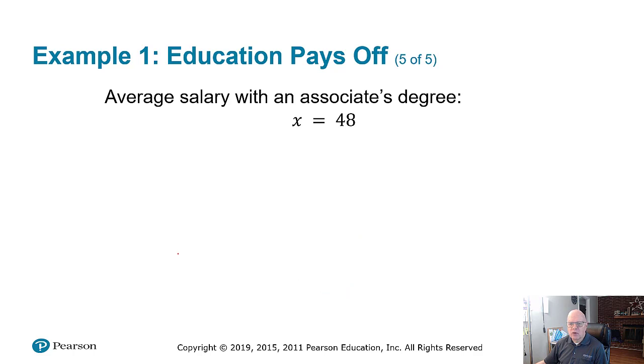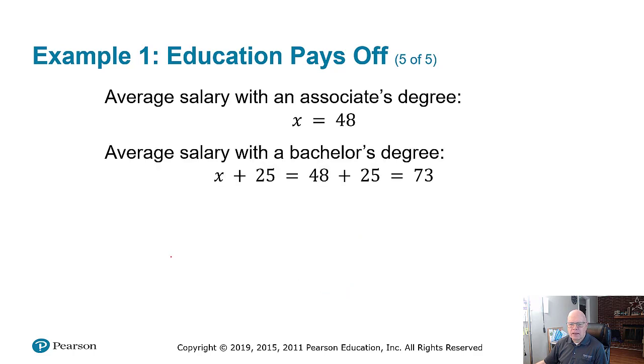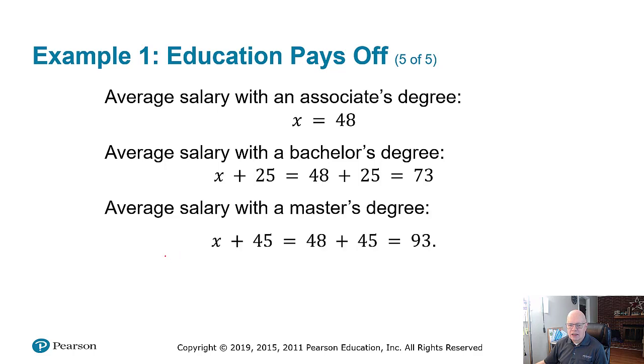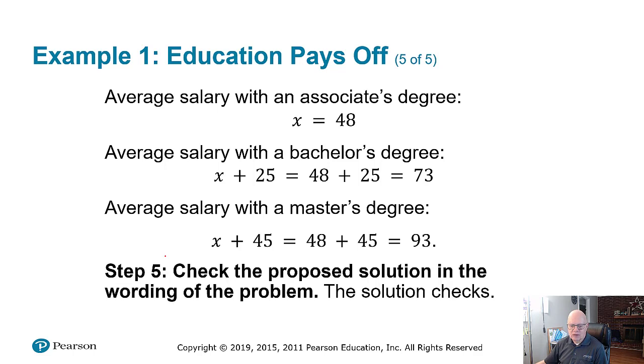So there's the 48. There's the bachelor's degree person in thousands of dollars. So the master's degree in thousands of dollars. So you got your 3 answers. Check to see if it works. Check it in the wording of the problem. Don't check it in the equation.